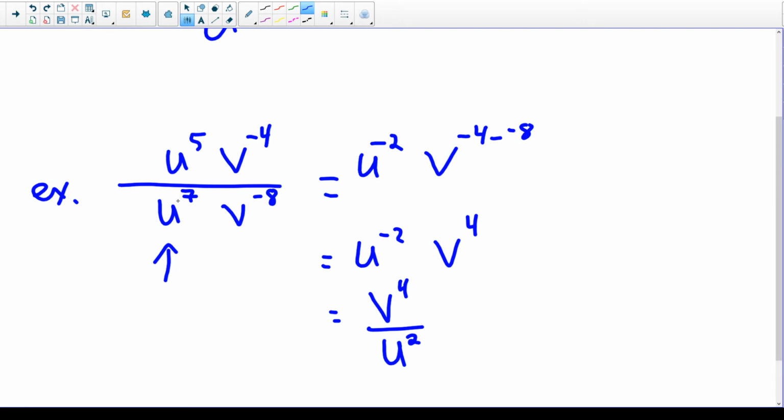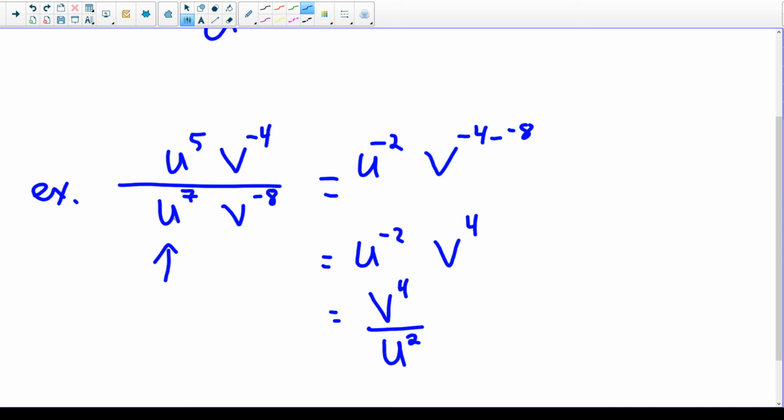But here's the mistake I've seen students make. They say, oh, I'm going to get u to the 2 at the bottom, but because I'm subtracting 5 by 7, it's going to be u to the negative 2 at the bottom, which means it's going to flip back up to the top. And I've lost multiple hairs on my head because of that kind of thinking, okay?